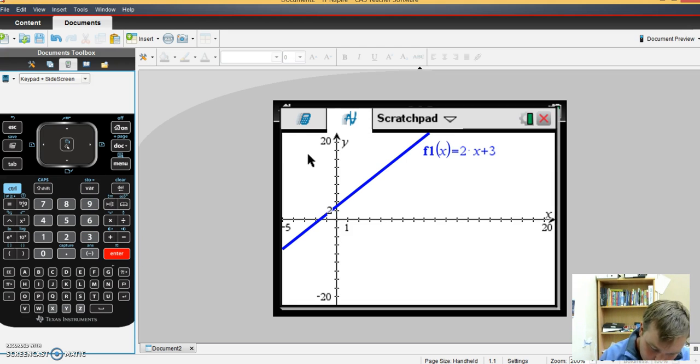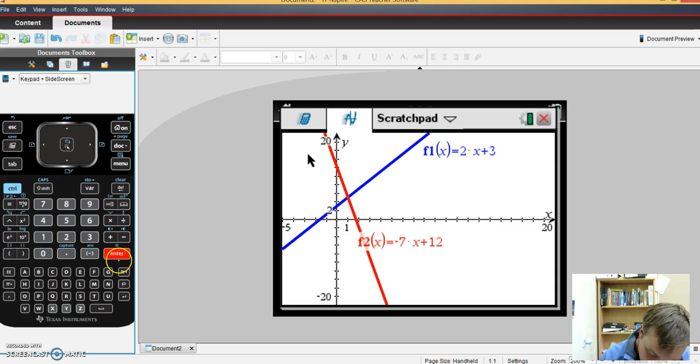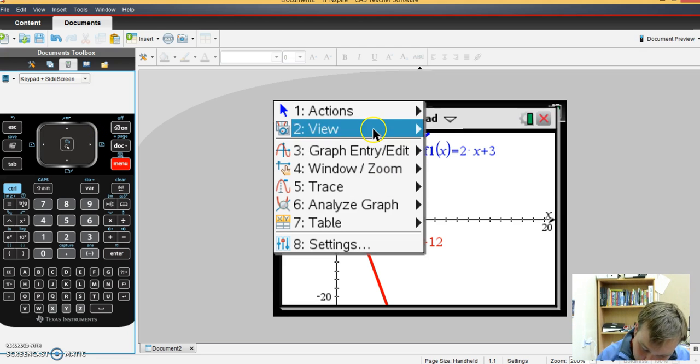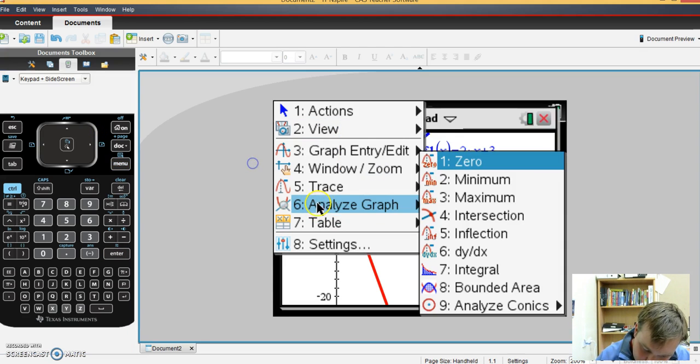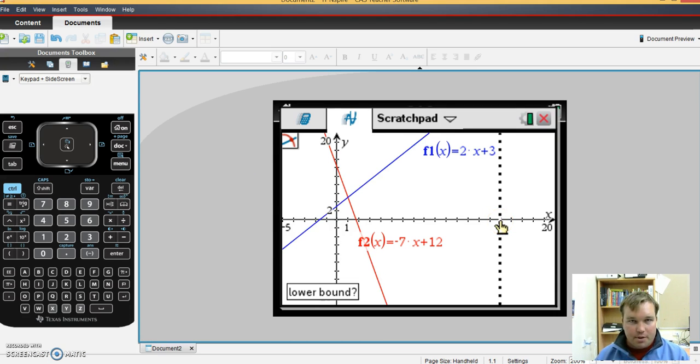Or if I wanted the line minus 7x plus 12, that line there. Now, let's say I want to find exactly where they meet. We'll learn how to do this algebraically later, but for now, the CAS calculator gives us some cool options. We can go Menu, Analyze Graph, Intersection.